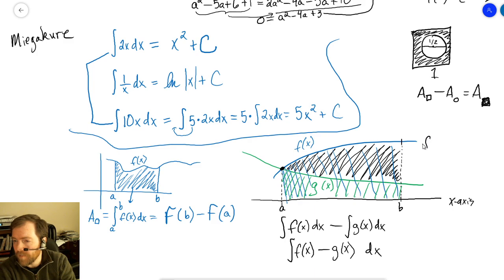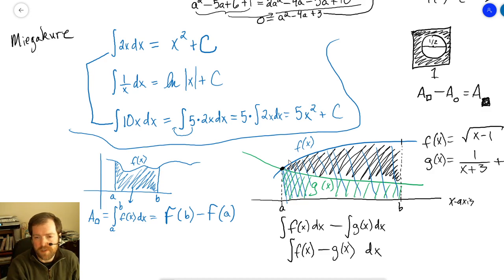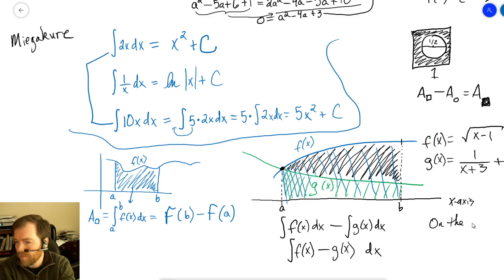If you want an example, we could do f of x equals the square root of x minus 1 plus 2, just for fun. And g of x equals 1 over x plus 3, plus 1 out there. These roughly look like functions that could very well be something like this, right? And let's say that b is going to be defined and a is not.